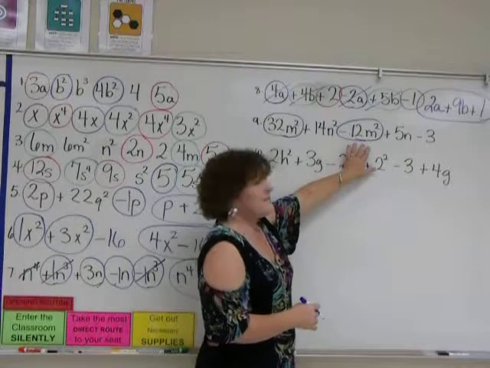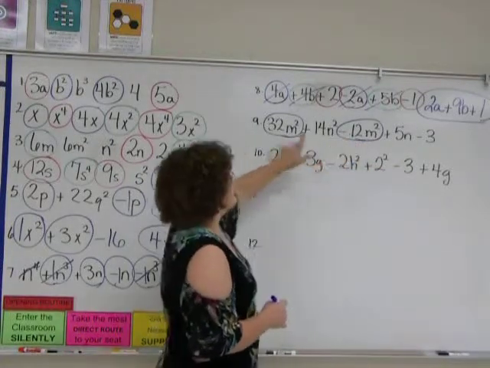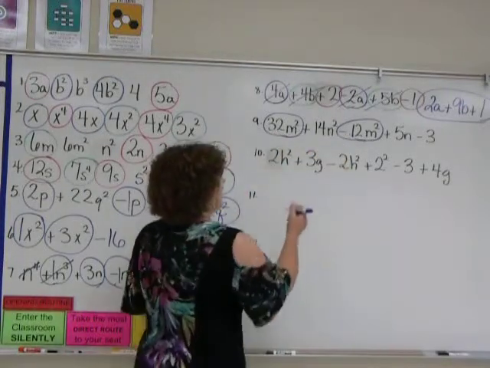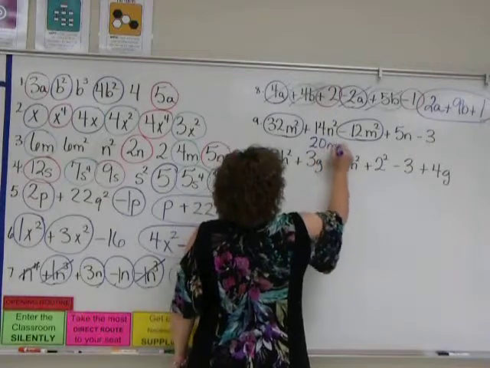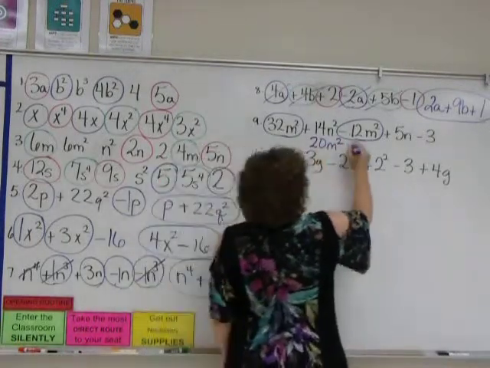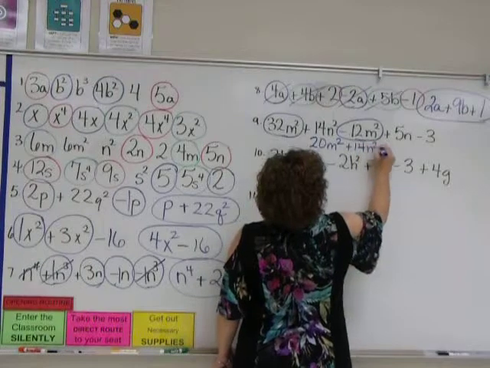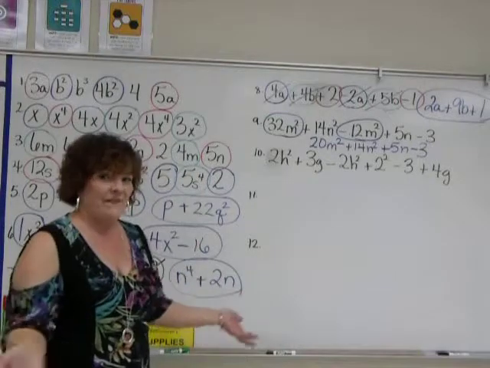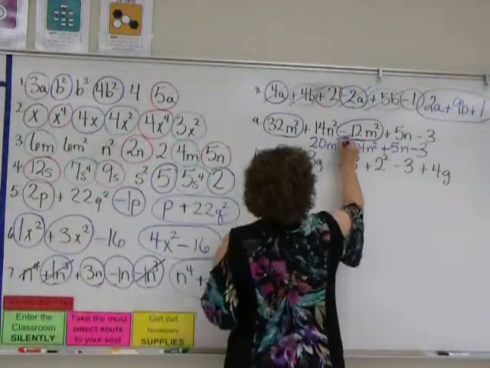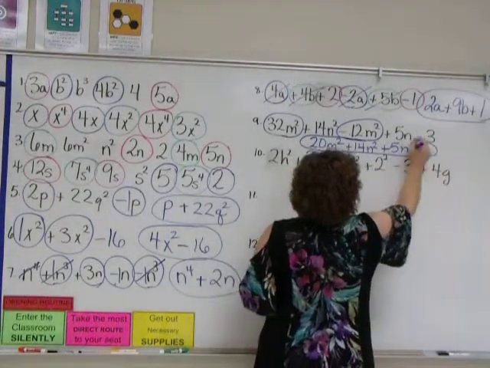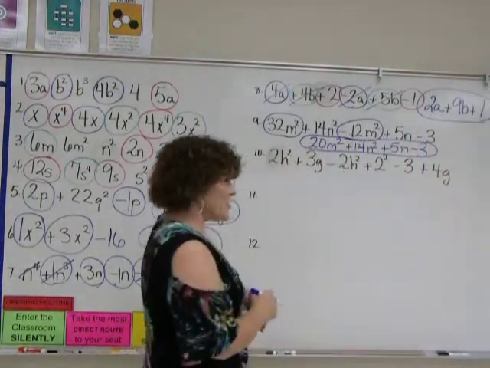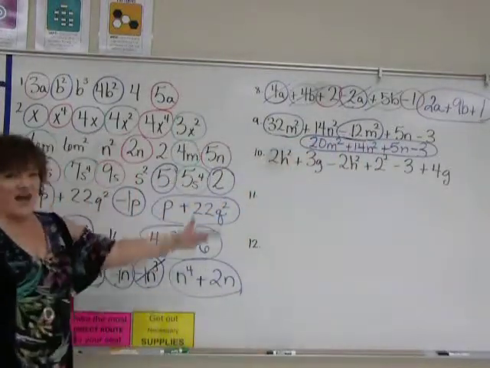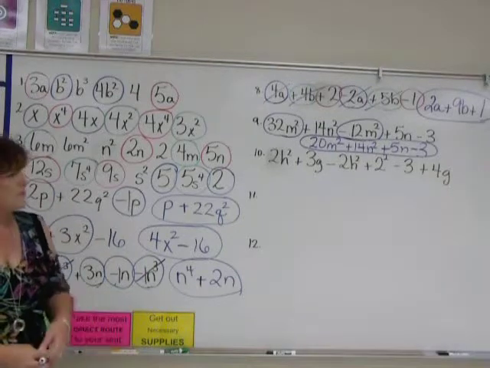How do I combine them? I subtract them. If I had 32 m squares and I took 12 of them away, how many do I have left? I have 20 m squares left. Now I still have 14 n squares, I still have 5 n's, and I still have 3 because they had nothing I could combine them with. So even though this is simplified, it isn't simplified much because I was only able to take 2 down to 1 in an expression with 5 terms.